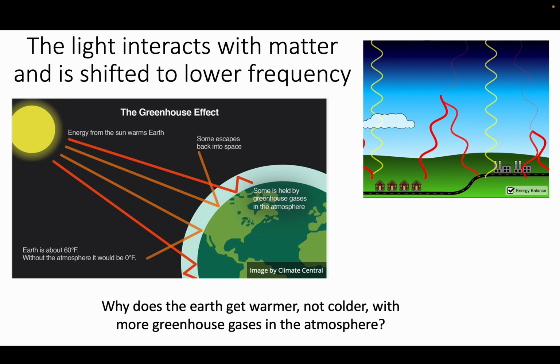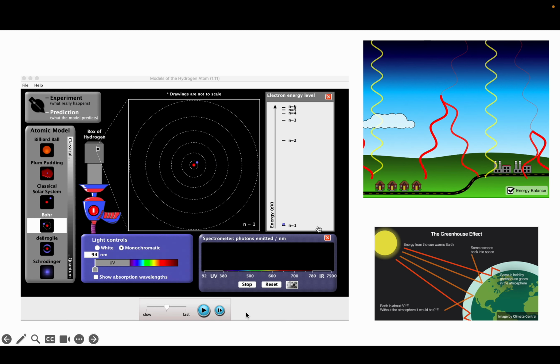What we find is that when light interacts with matter, it's shifted to a lower frequency. That's what's being shown, how light can find its way through the greenhouse gases and then get trapped within it. That's what's being shown within the simulation, how visible light can come in and turn into infrared as it's being emitted.